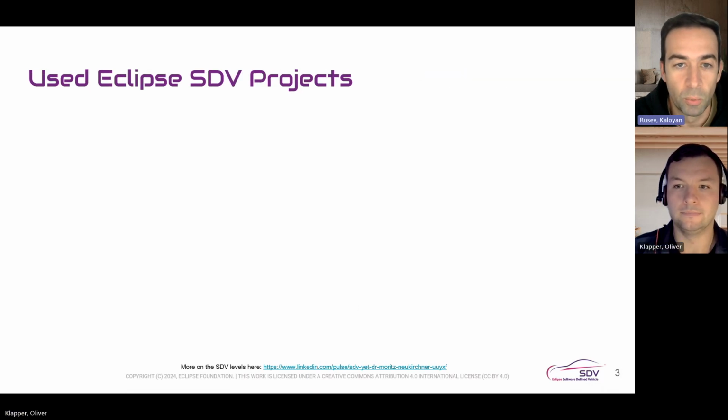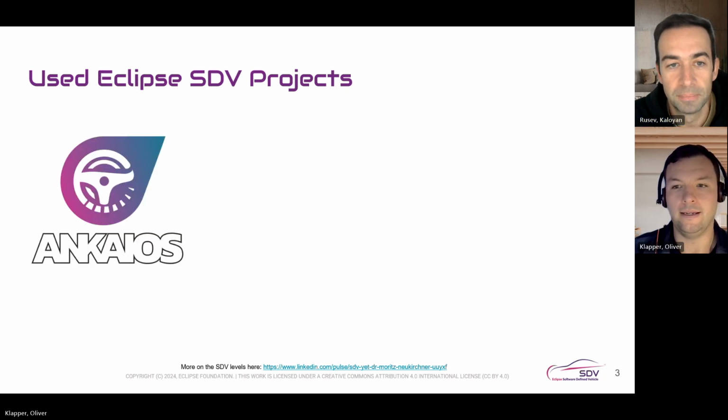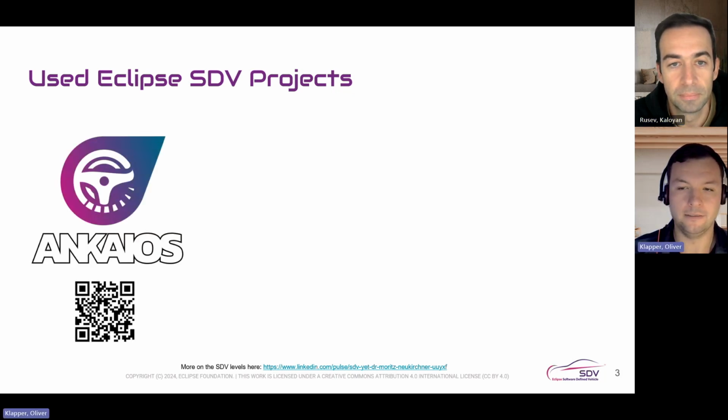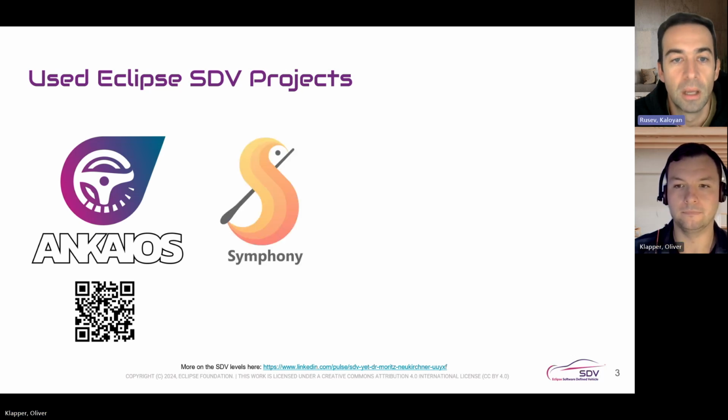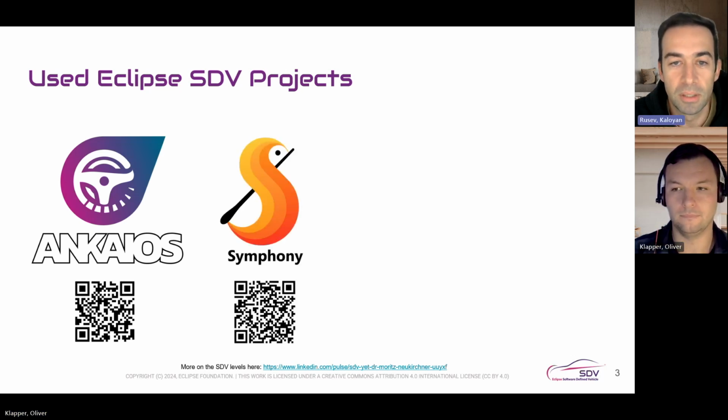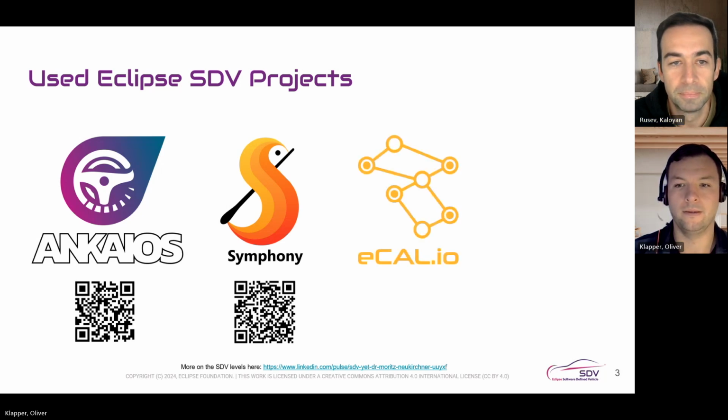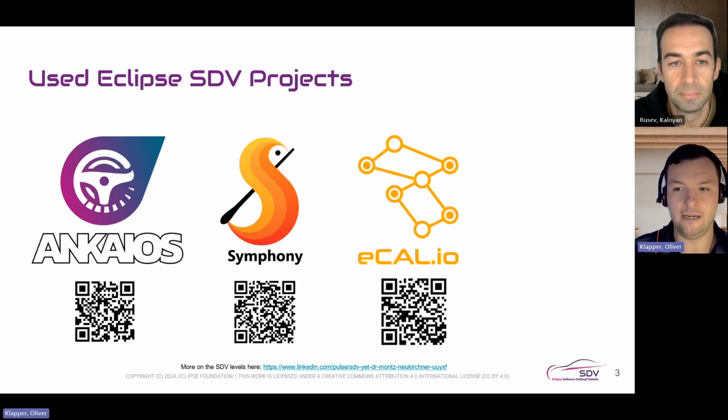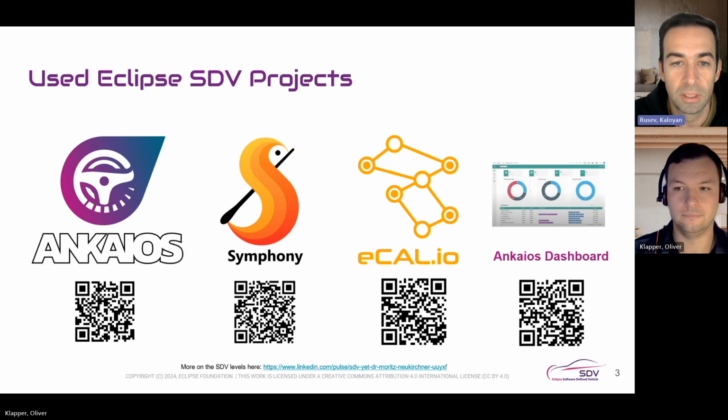In the challenge, we're using the following Eclipse SDV projects. Eclipse Ankaios, an embedded container orchestrator targeted at automotive HPCs. Eclipse Symphony, a meta orchestrator helping you manage your fleet from the cloud. Eclipse eCal, a fast communication middleware following the publish-subscribe principle. The Ankaios dashboard, a graphical user interface for the Ankaios orchestrator.